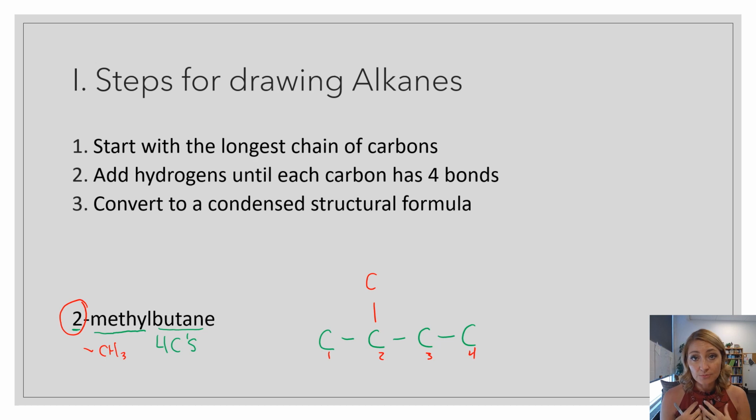Now I need to go back through and add these hydrogens in to make my octets. On this first carbon, I see that it has a single bond to carbon. That takes care of 2 valence electrons. I need 6 more. I'm going to need 3 hydrogens on that carbon in order to complete my octet. So this would be CH3.